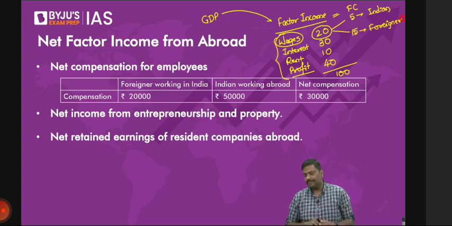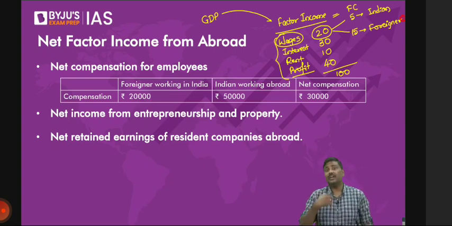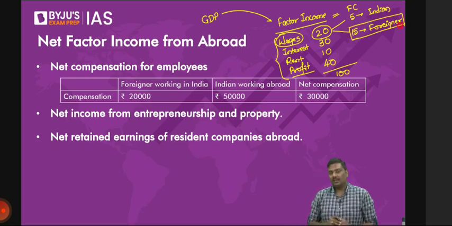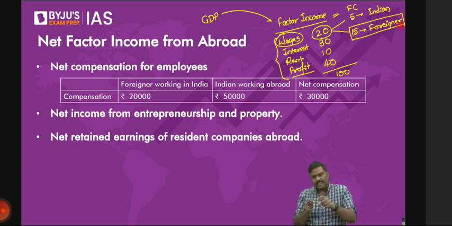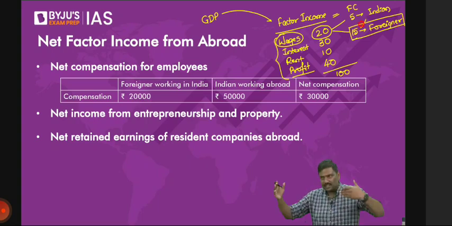A simple question to you. When I calculate GNP, gross national product, should I be counting the wages earned by the foreigner? Should I be counting factor income earned by the foreigner? The answer is no. You should not be counting it.